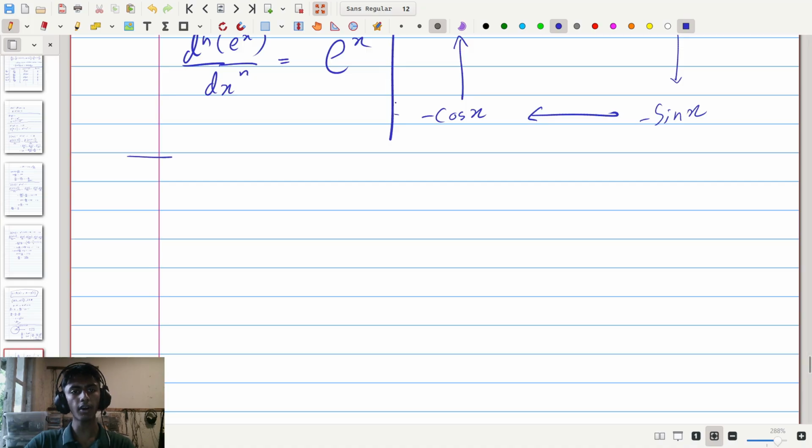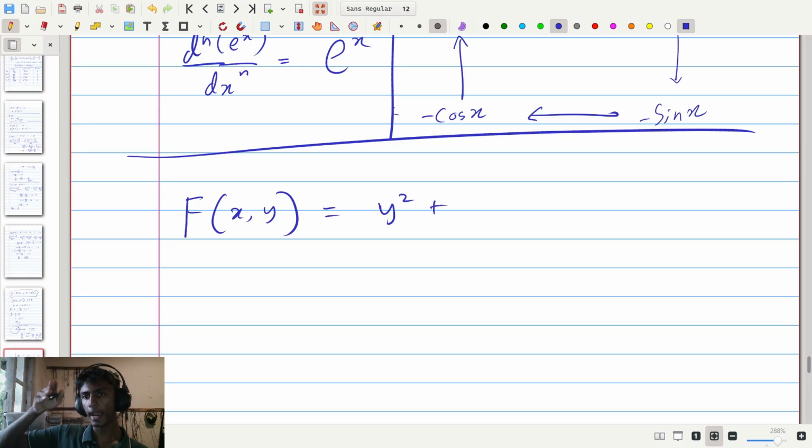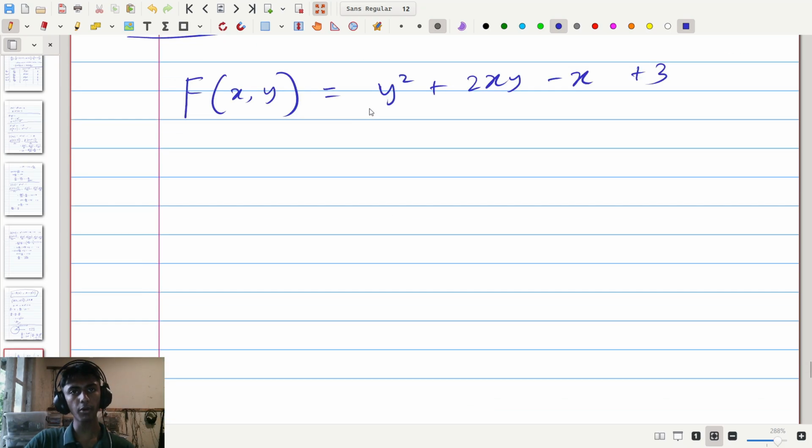And then once we finished that, we started talking about implicit functions and implicit differentiation. In short, an implicit function is a function of 2 or more variables where we cannot easily write the function as one variable equal to an expression containing only the other variable. So here we gave an example, y squared plus 2xy minus x plus 3. Over here, it is not possible to easily put this function in terms of y equals some function of x. And then we talked about what you do when you have implicit differentiation.